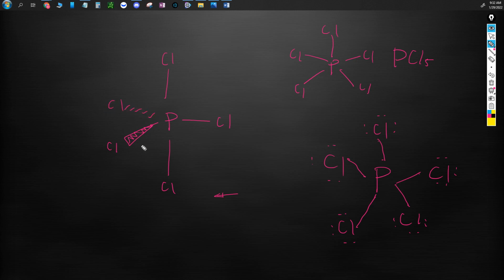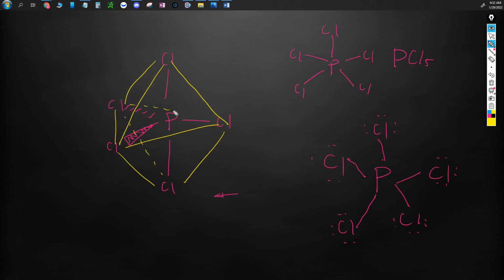Now let's connect the dots. Look at that. We have two pyramids, triangular pyramids, top and bottom, right? So we call that trigonal bipyramidal.